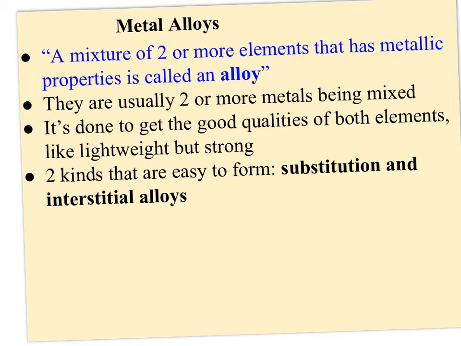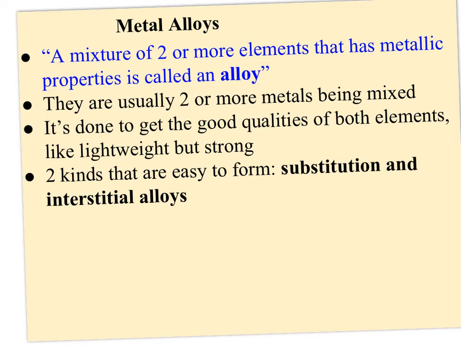The last thing to talk about with metals is this idea of metal alloys. A mixture of 2 or more elements that has metallic properties is called an alloy. Now remember, mixture means it's not chemically bonded, it's just physically mixed. And to do that, you usually have to heat the metals up so that they're liquids, allow them to mix evenly, and then you cool them back down. And we do this to get the good qualities of both elements.